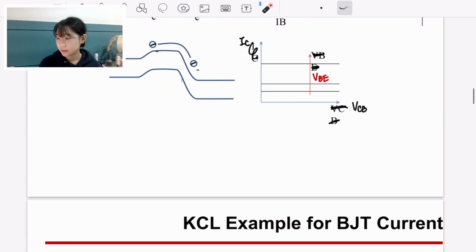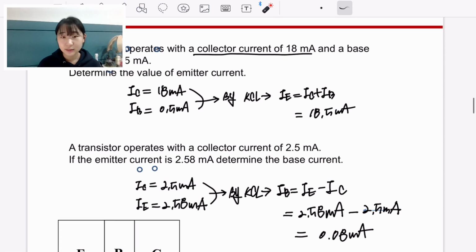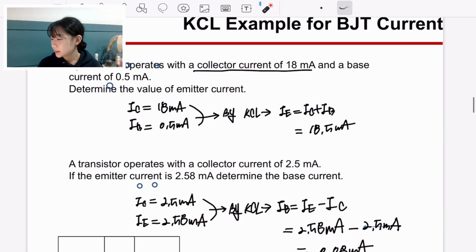And let's solve this question. In this question, we use the same concept. So let's see only this problem. If the collector current is 18 milliampere and base current is 0.5 milliampere, by KCL the relation is IE equals IC plus IB. So if we add these together, we can get the ammeter current.